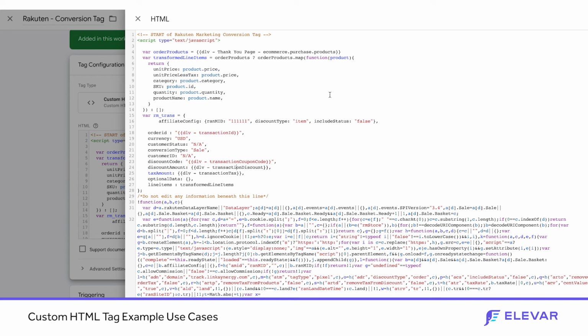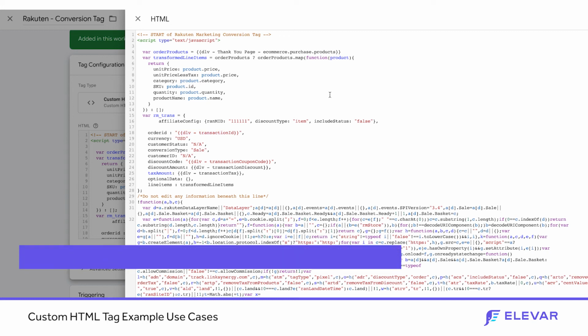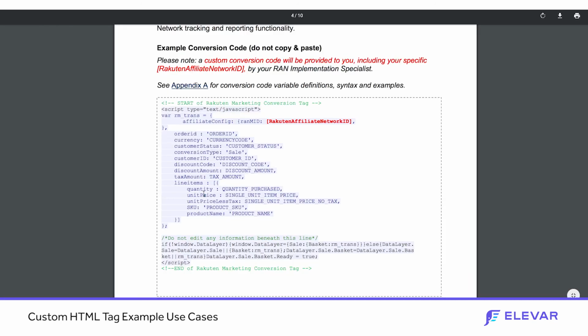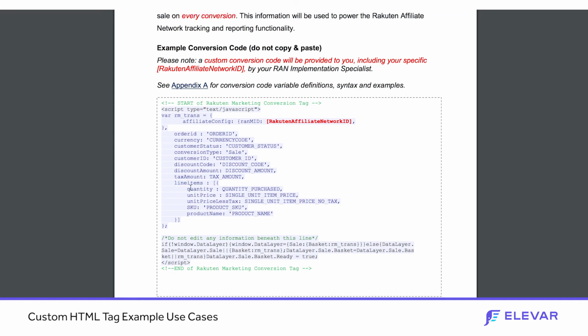Now, one thing to look out for in Rakuten or others that are looking for line item data, and we provide a copy of an example container that you can apply to your own store for this, is our line item data. So here, if we look at line items, they've listed out they're looking for quantity, unit price, SKU, product name, etc. But what happens if you have multiple items in an order? Very common. This may not work at all, or it will only pick up the first product, depending on how you've set up your variables.